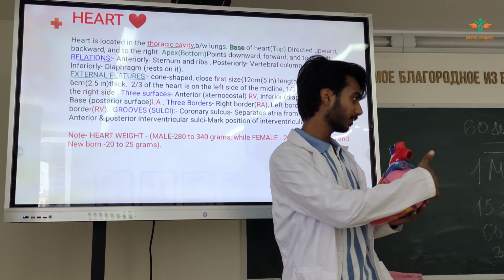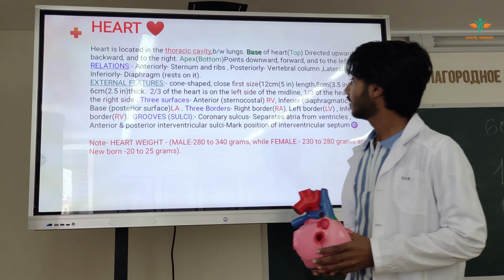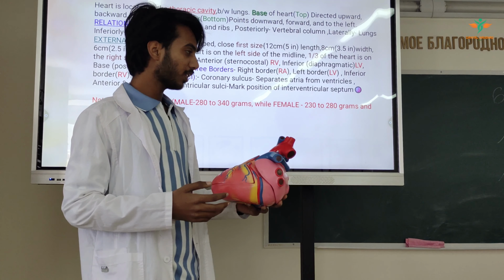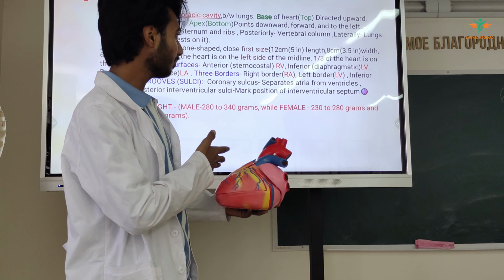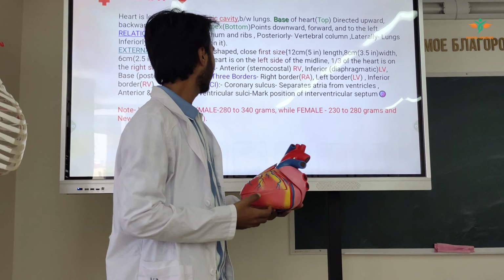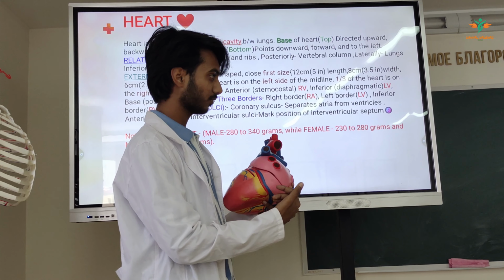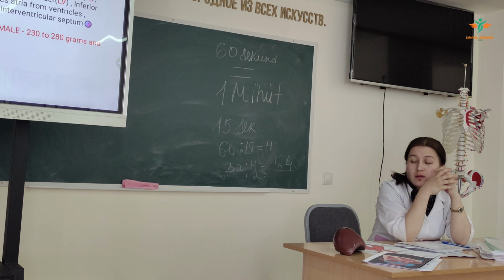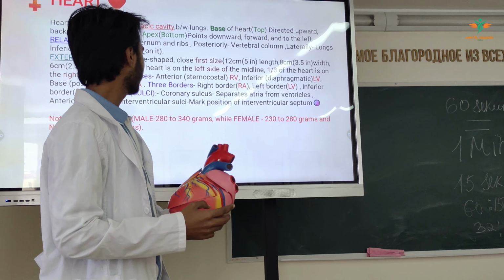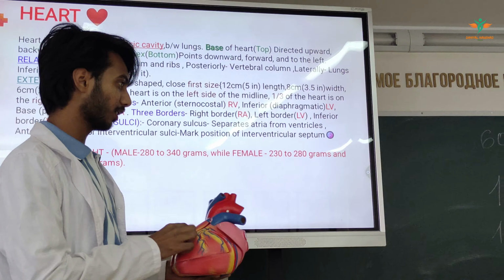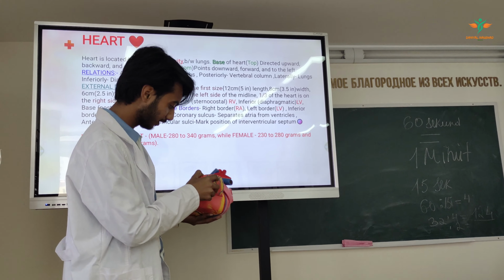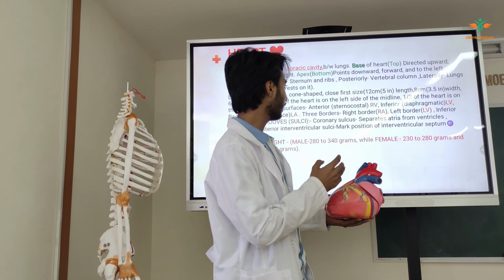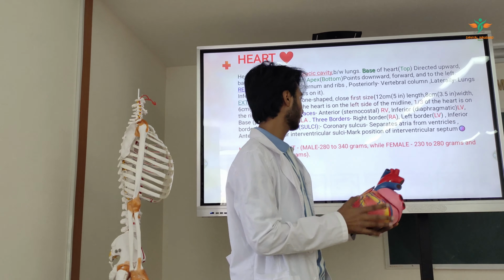The base is the posterior side. There are 3 borders: right border, left border, and inferior border. The right border is formed by the right atrium, the left border by the left ventricle, and the inferior border by the right ventricle. There are also 3 grooves: the coronary sulcus, which separates the atria from the ventricles, and the anterior and posterior interventricular sulci, which mark the interventricular septum between the two ventricles.